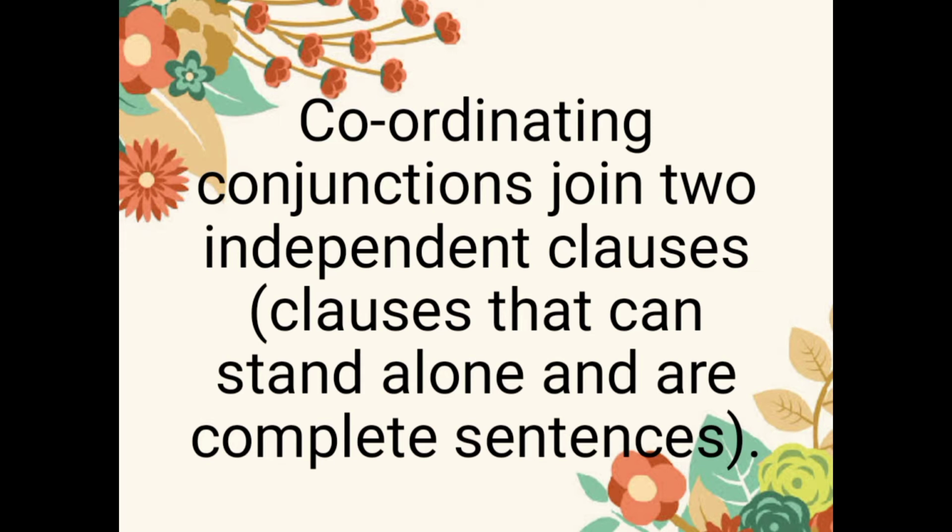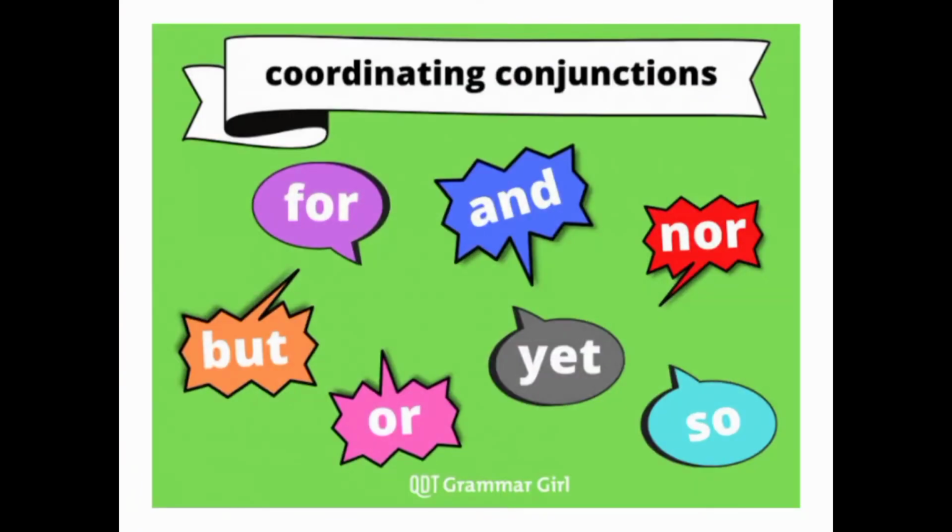Now, coordinating conjunctions join two independent clauses. That means two independent clauses that are not supposed to be together. This conjunction can join them together and they will still make sense. But this time, when you have two independent clauses together, it becomes a compound sentence. We'll get to that another time. Examples of coordinating conjunctions are for, and, nor, but, or, yet, so, and so many more.